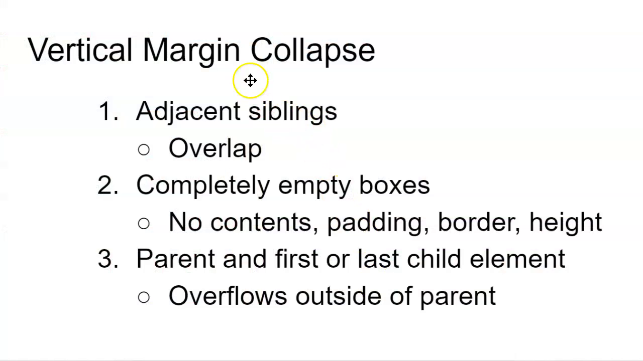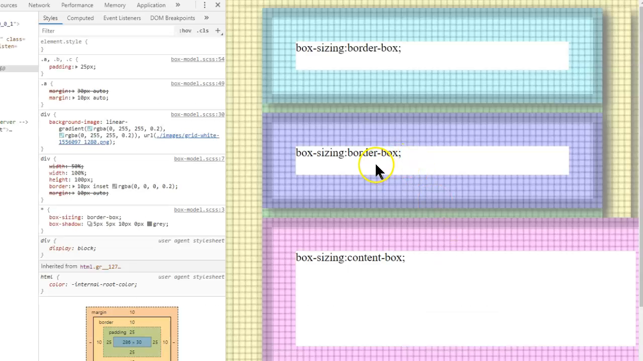Let me show you another example of when margins can collapse. If you have something that's completely empty, has no contents, no padding, no border, no height, it will collapse. So only like either the top or the bottom, half as much as you would expect actually comes into effect. And I'm going to show you an example.